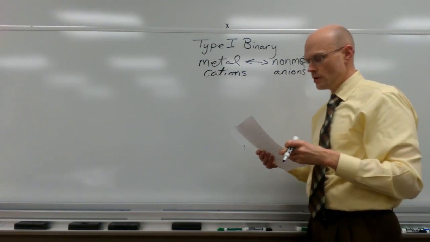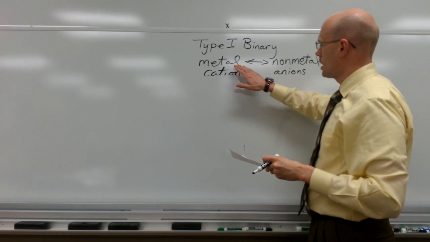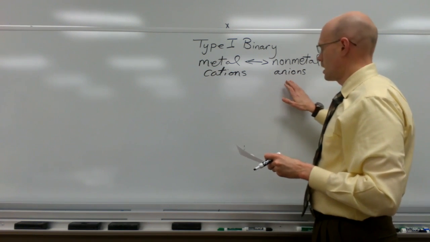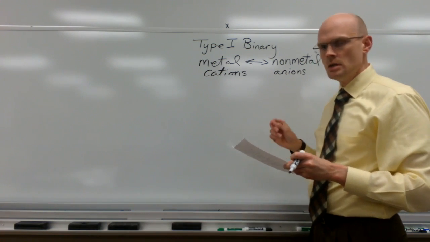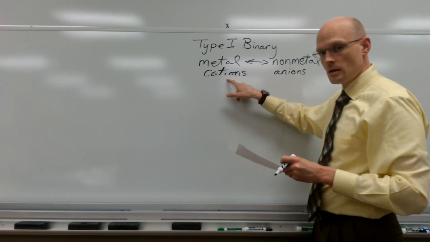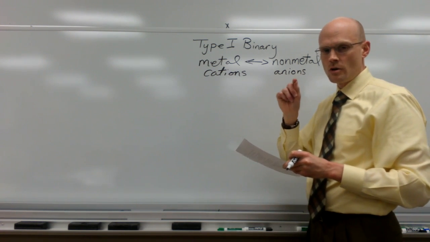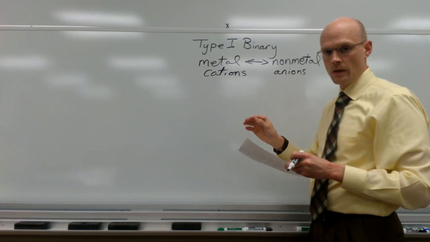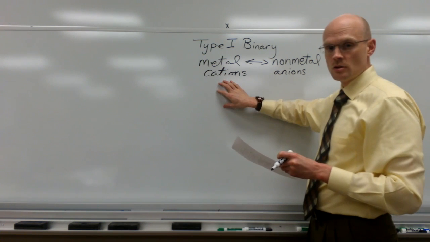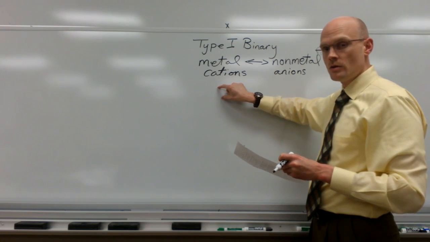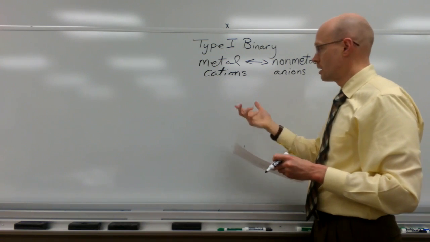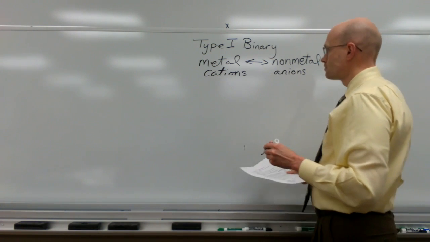Okay, so a type 1 binary, we're looking for a metal element with a non-metal element, a cation with an anion, and the key to this is that the metal, its ion, its cation, has only one charge all of the time. So it is not a transitional metal. It is not one of those metals that has cations of various charges. Okay, so here's an example.